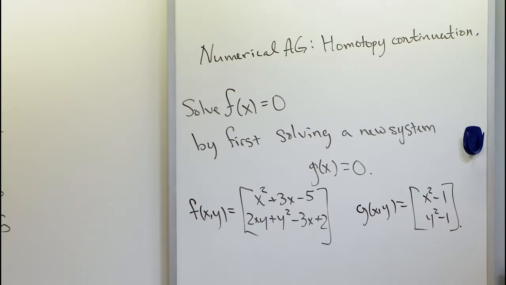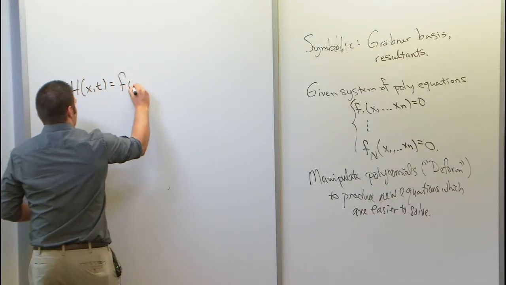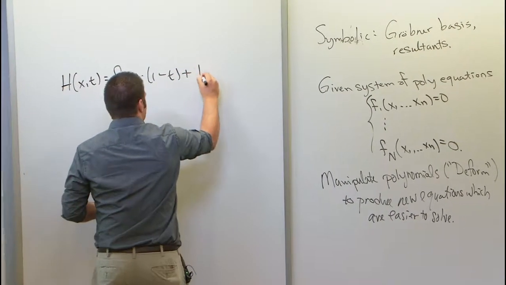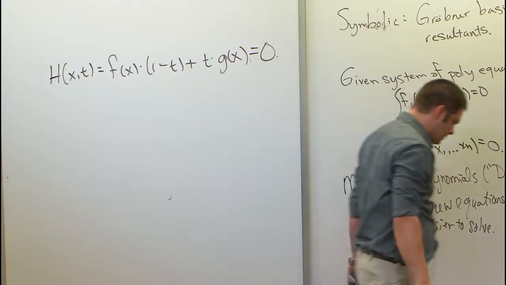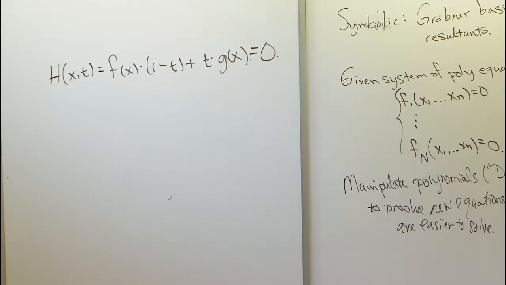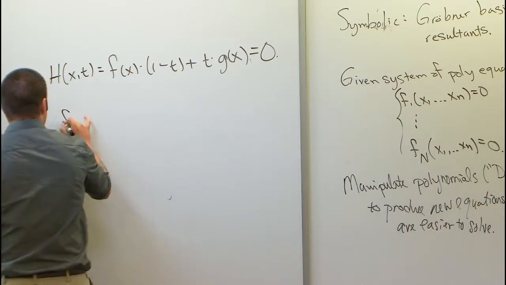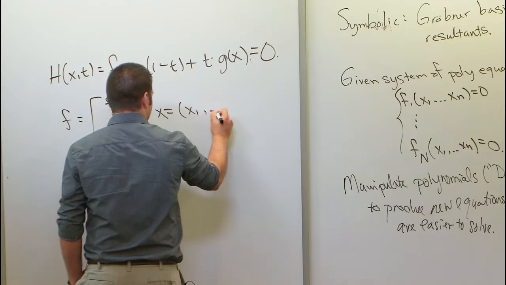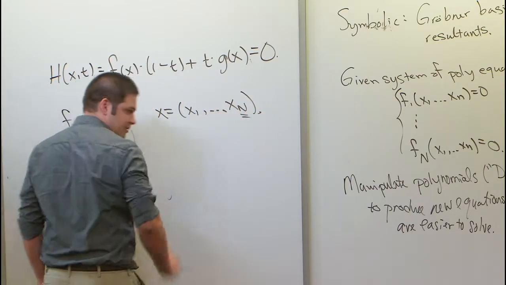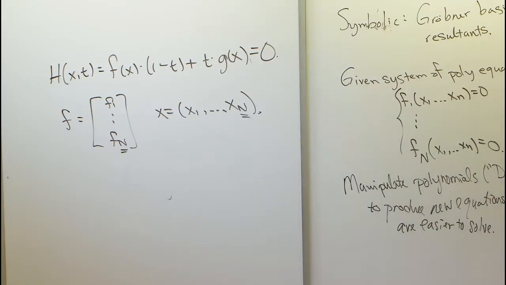And for simplicity, let's just take a linear interpolation. F of x times 1 minus t plus t times g of x, and we want this to be equal to 0. So this defines a system of equations. And for simplicity, let's assume here that f is f1 through fn, and x is x1 through xn, where these are the same size. So I have the same number of equations as I have variables. So I have a well-constrained system.